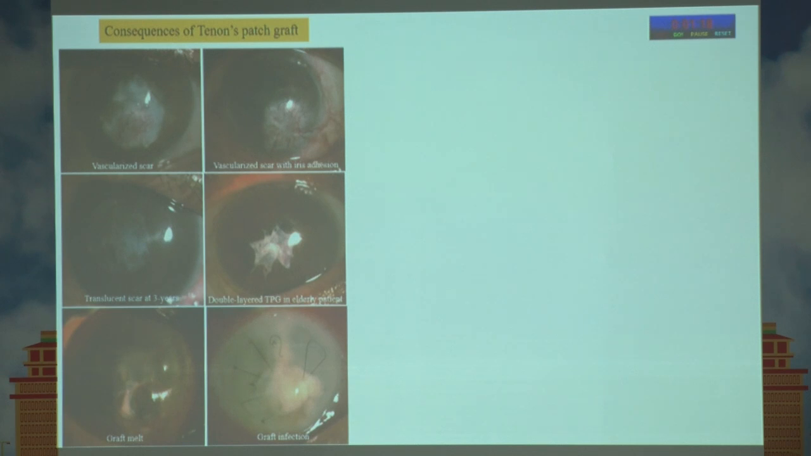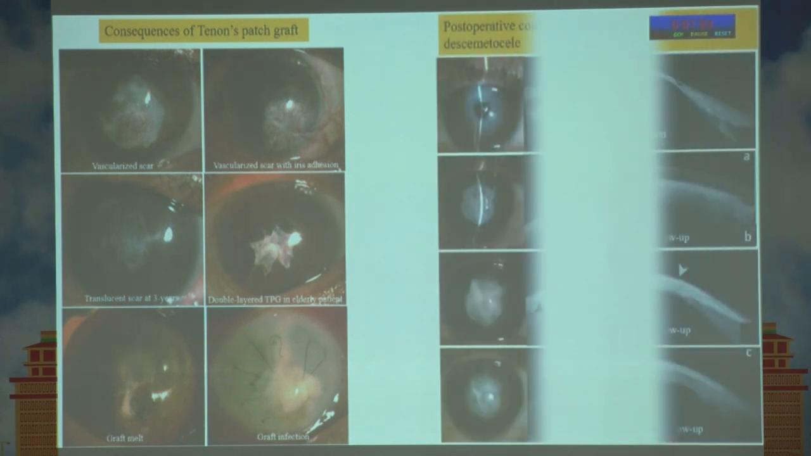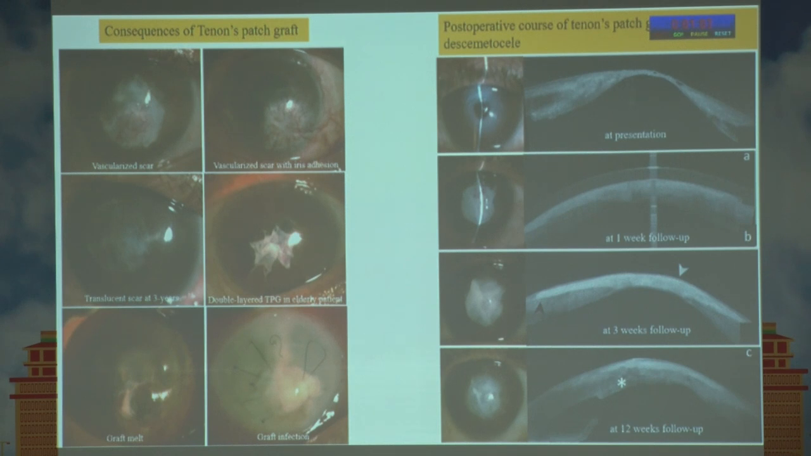So this is a picture of consequences of Tenon's patch graft. Here you can see the vascularized scar, adherent leukoma, translucent scar at the end of 3 years, in an SGS patient, double layer TPG in an elderly patient, graft melt and graft infection in the post-operative period. And here you can see the post-operative course of Tenon's patch graft in a case of descemetocele.